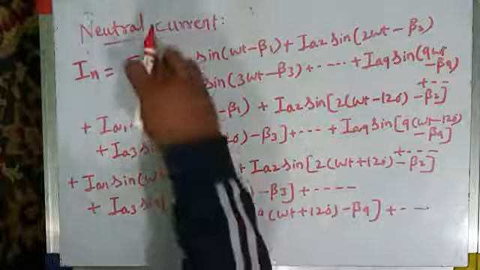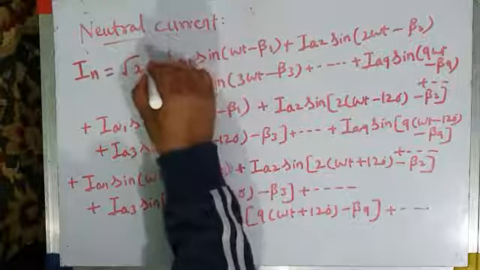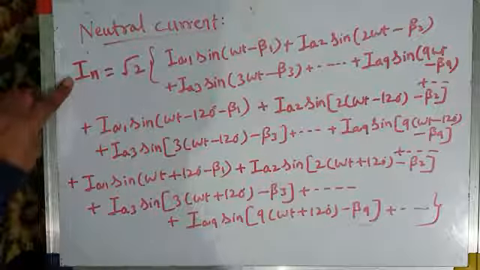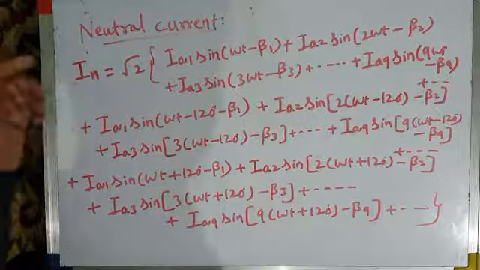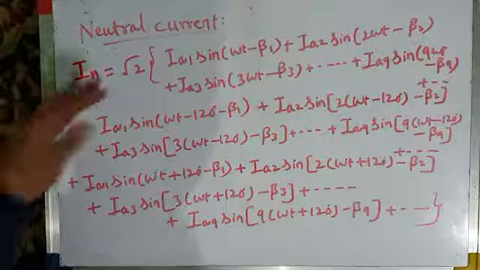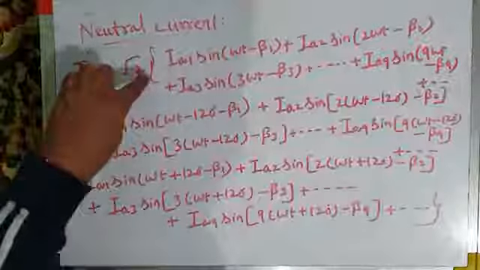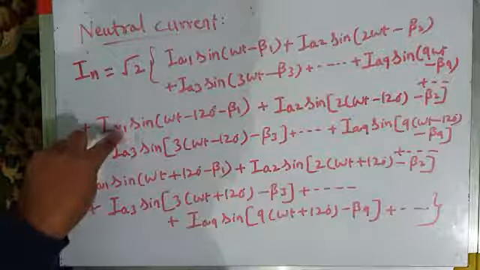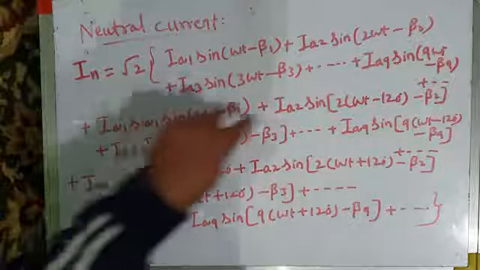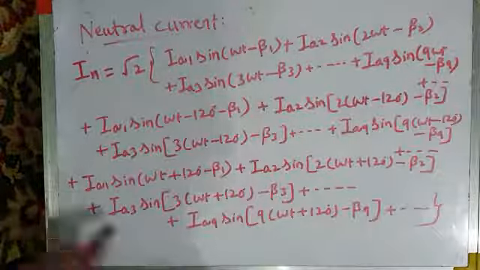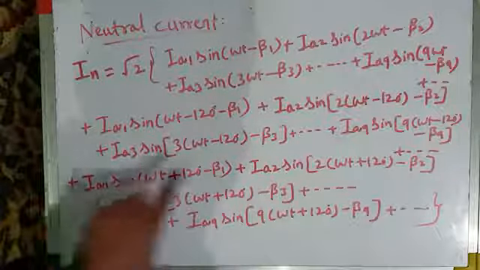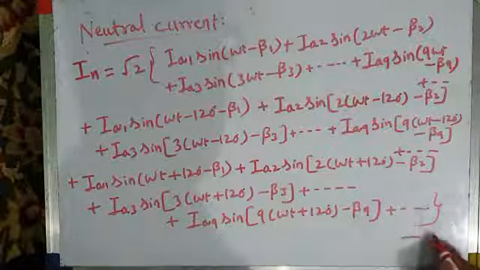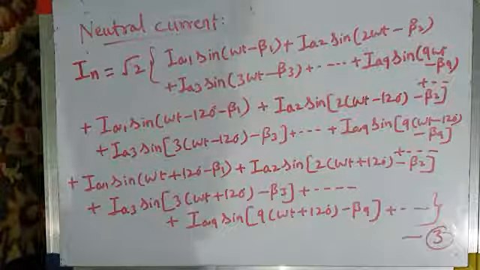This is the final mathematical expression for neutral current, which is the sum of three line currents, IA plus IB plus IC. This is IA, fundamental component, plus sum of harmonic components. This is IB, which has fundamental component and sum of harmonic components. And this is IC, fundamental component plus sum of harmonic components. Let us call this equation 3.